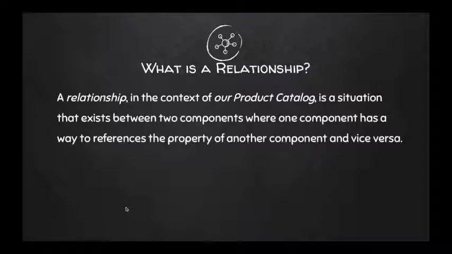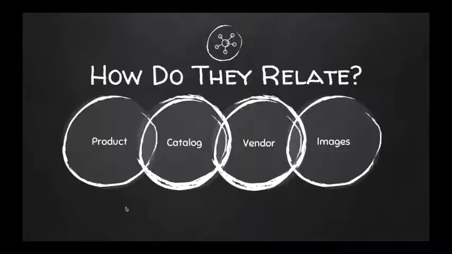So a relationship in the context of our product catalog is a situation that exists between two components where one component has a way to reference the property of another component and vice versa. So in our case, we have a product and we want to be able to associate an image to a product, or a product with a vendor, or the vendor, what products does a vendor have? So we go from a vendor to a product. These are the types of relationships we want to look at.